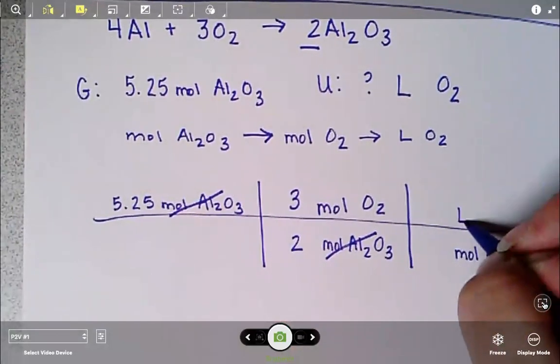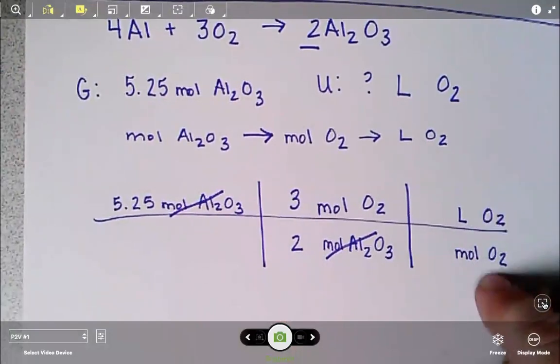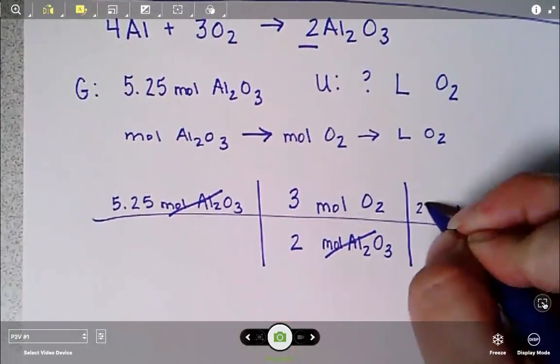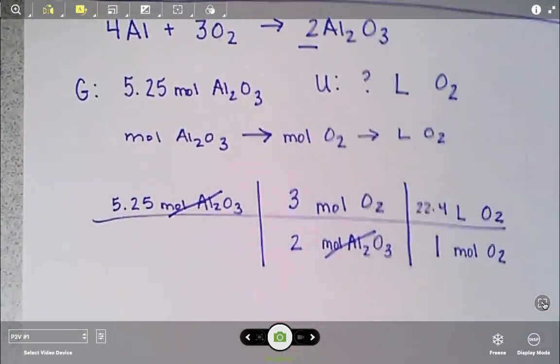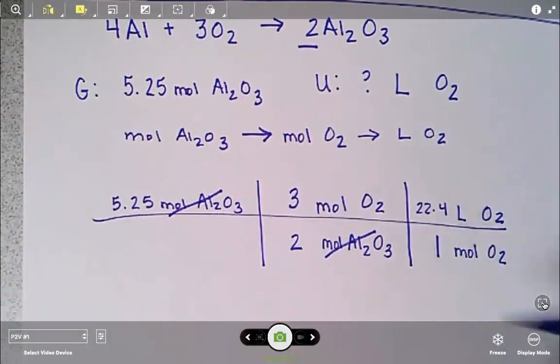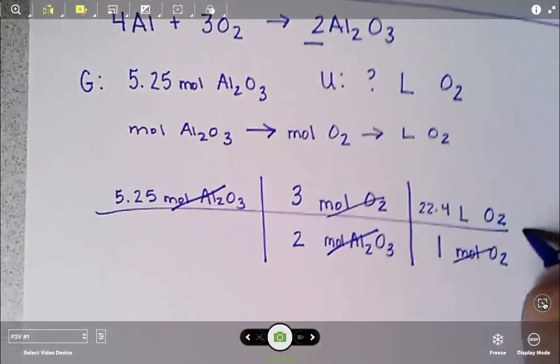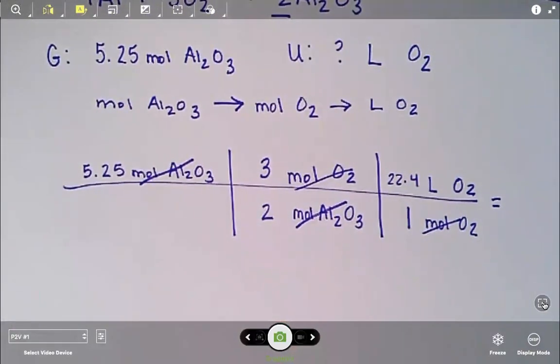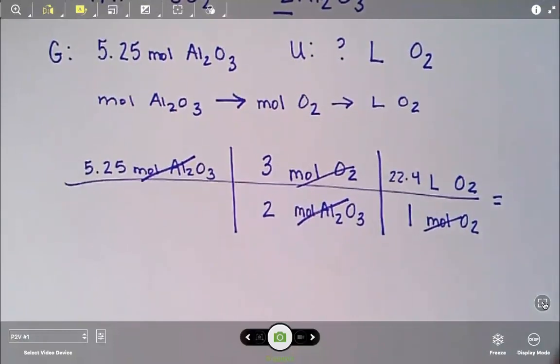And then I'm trying to get to liters, so liters is going to be on the top. I have to make sure this is an equality, and what we should know is that 22.4 liters is equal to 1 mole. That's your chapter 10. Now moles of oxygen have canceled out. I can do the math, and I have successfully converted to liters of oxygen. So 5.25 times 22.4 liters.